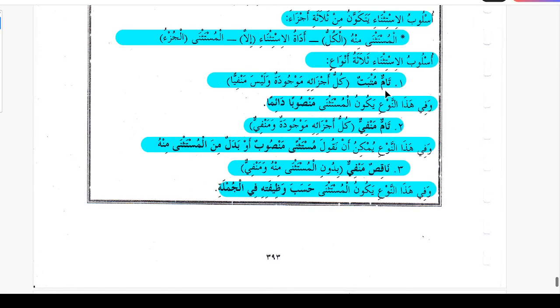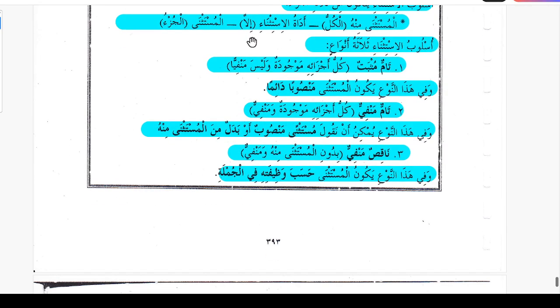Now complete, tamun, but manfiyun, kullu ajza'ihi mawjudatun wa manfiyun, all the 3 parts are present but the sentence is negative. Wa fi hadhihi al-naw' yumkinu an naqula, in this kind it is possible to say mustasna mansubun. So we have a choice here to either make the mustasna mansub or badlun min al mustasna minhu, a substitute from the mustasna minhu. So we have the options here.